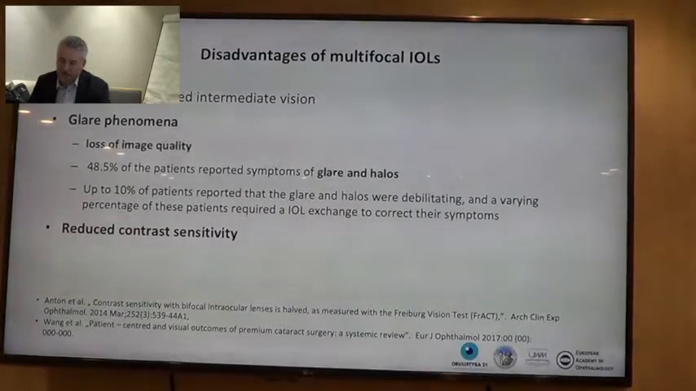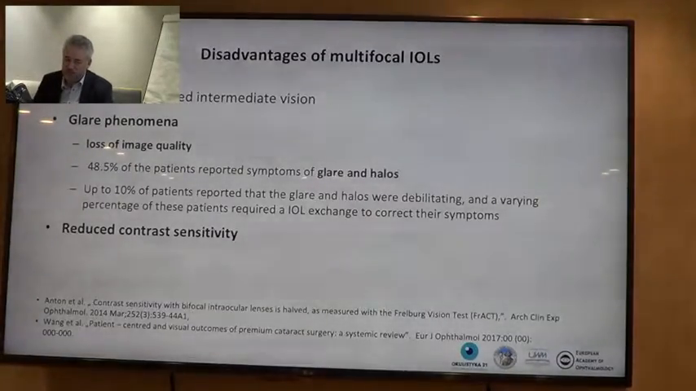Of course, coming from this data, we are quite aware of the disadvantages of multifocal IOLs. They include blurred and reduced intermediate vision, and glare phenomena, which are related to the loss of image quality. Nearly 50% of patients reported symptoms of glare and halos. Up to 10% of patients reported that the glare and halos were debilitating, and a varying percentage of these patients required an IOL exchange to correct their symptoms. And as I mentioned, there is some data, not very strong, showing reduced contrast sensitivity.